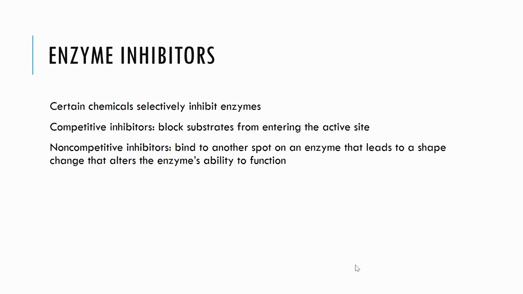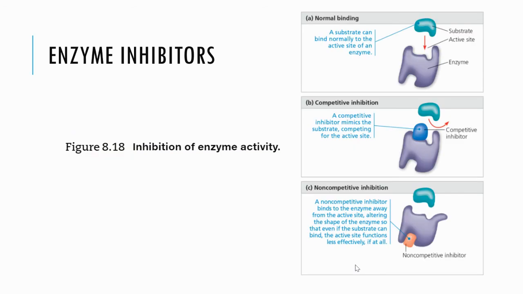Some things inhibit enzymes from being able to do work, but that is not always a bad thing. If it is a competitive inhibitor, it blocks the substrate from entering the active site, so whatever is inhibiting binds to the active site. Non-competitive inhibitors bind somewhere else on the enzyme and force it to change shape, which therefore changes its ability to function. You can see here.